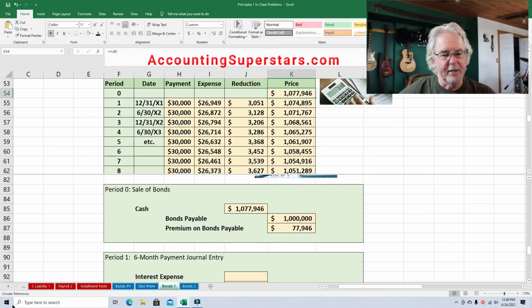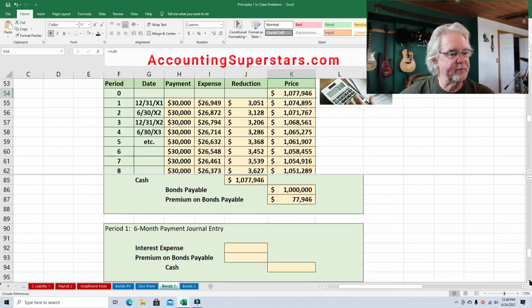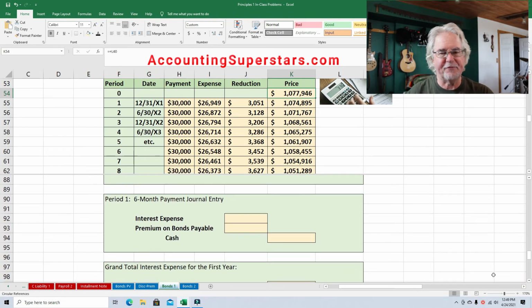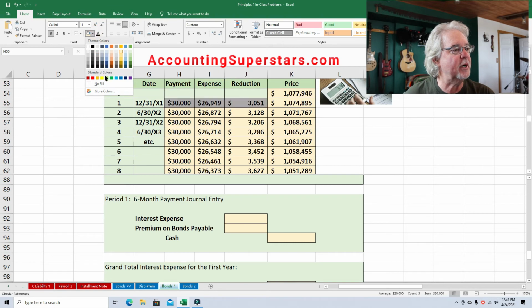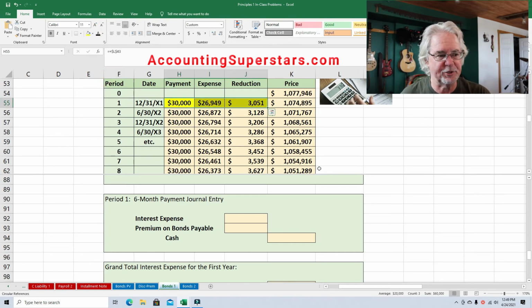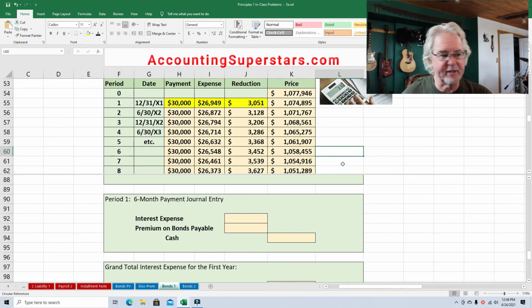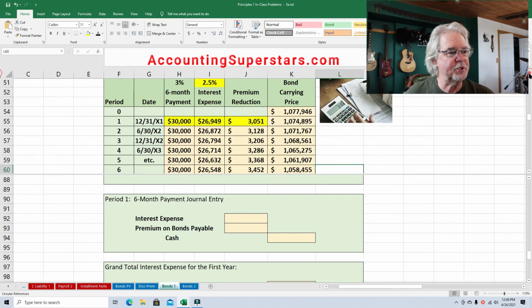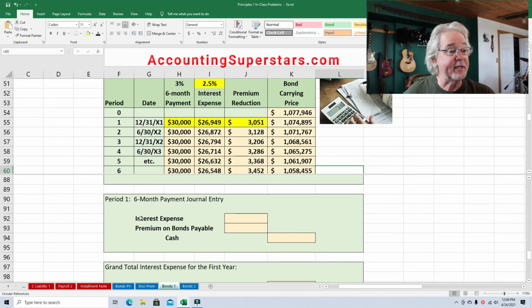There we go. Well, let's do the journal entry at the end of the first 6-month period. So it's really easy. All we do is we're going to use these 3 numbers right here, right off our chart. So it doesn't require any thinking whatsoever. We don't have to do any calculating. It's right off the chart. It's easy. So I'm going to scoot this chart down just a little bit. There we are. All right. So the interest expense, all you got to do is look on the chart for the interest expense, $26,949. There you go.